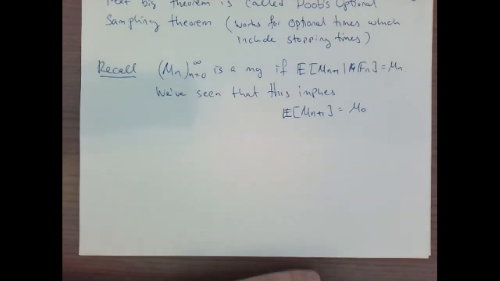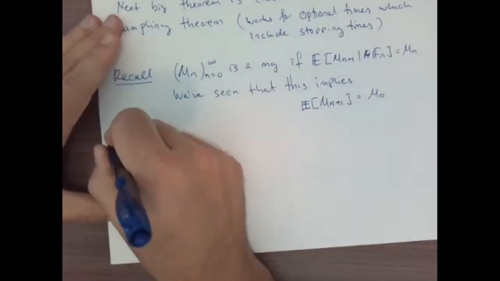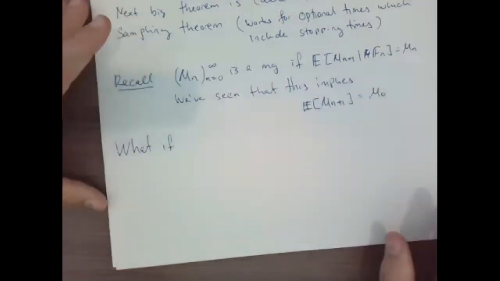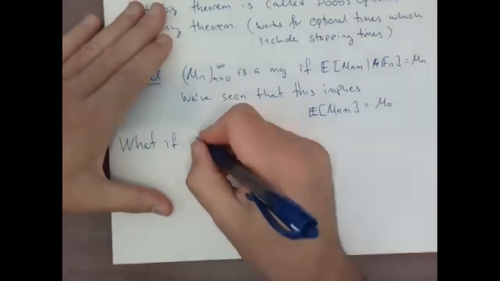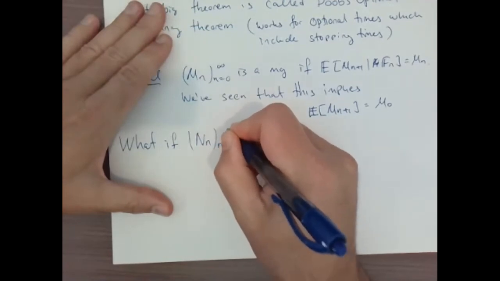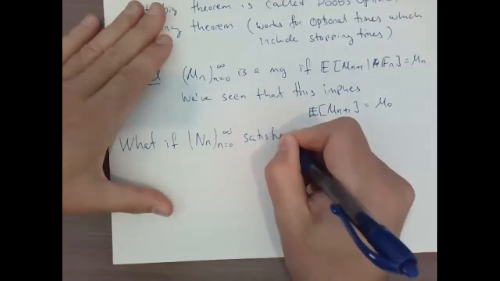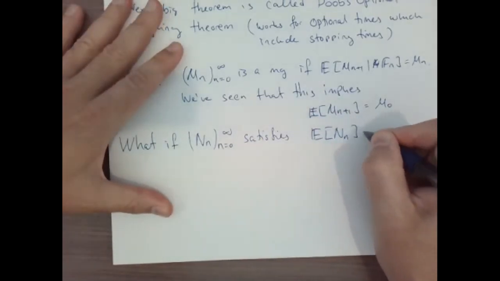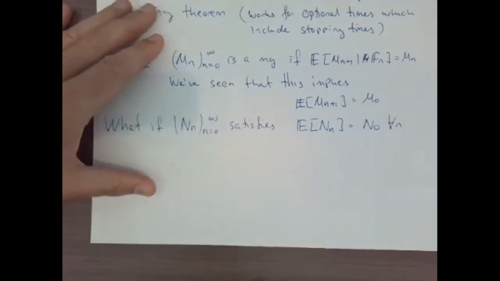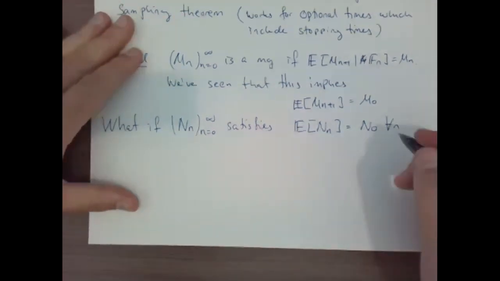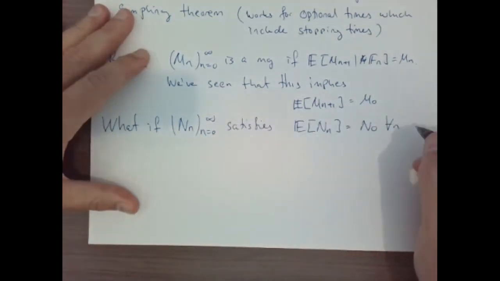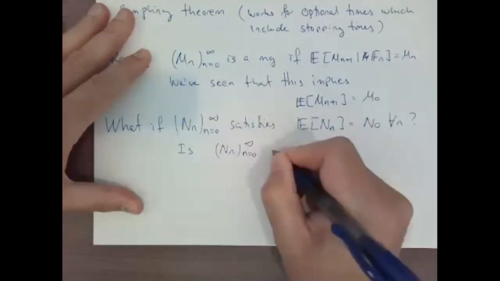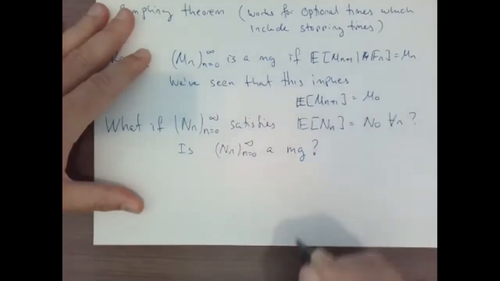We've seen that, but now let's try to turn it around. What if, say, N satisfies that the expectation of Nn is N0 for all n? What if this is true? What if this process satisfies this? Is this stochastic process a martingale?